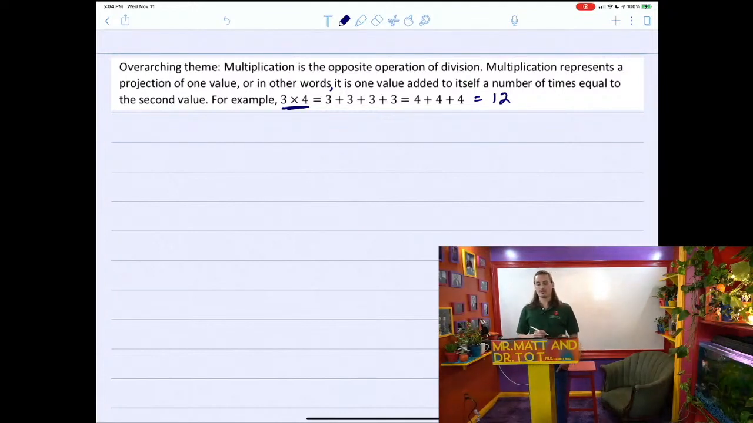So we learned before that the result of an addition statement is a sum. The result of a subtraction statement is a difference. The result of a multiplication statement is a product. So we would say that the product of 3 and 4 is 12.